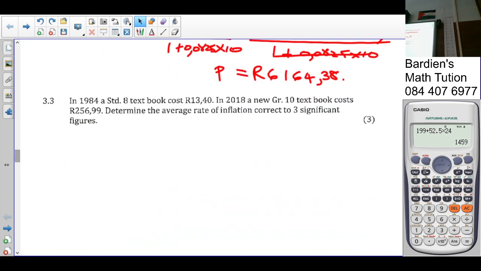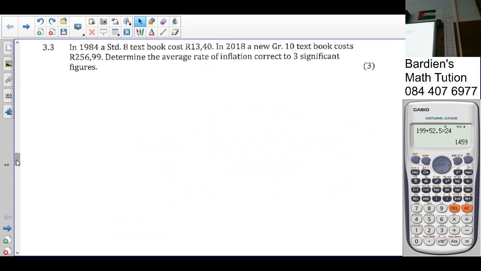The next question, question 3.3. In 1984, you guys weren't born yet, a standard 8 textbook. You guys know what standard 8 is? Grade 10. Okay. A standard 8 textbook cost 13 Rand 40 cents. In 2018, a new grade 10 textbook, same grade, no? cost 256 Rand 99 cents. Determine the average rate of inflation correct to 3 significant figures.